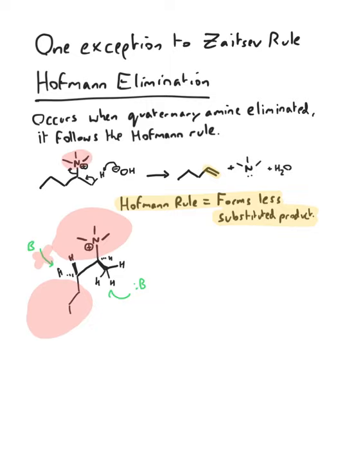A quaternary amine is always going to be sterically hindered, and therefore if a base needs to approach to remove a proton from an adjacent carbon, it's going to have to be on the less substituted position because that's probably the only hydrogen it can access. Anyway, if you see a quaternary amine, assume that's probably going to be a Hofmann elimination, and hence it's going to follow the Hofmann rule.